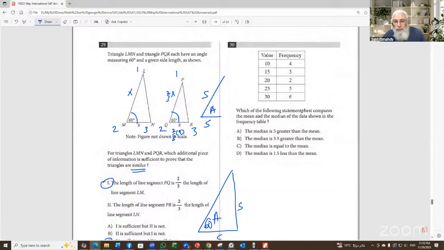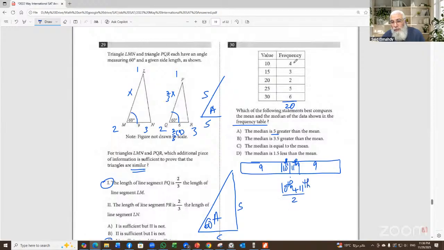Number 30, which of the following statements best compares the mean and median of the data shown in the frequency table? The median is greater than the mean, so we need to find the median. So this is frequency. We have 10 4 times, 15 3 times, 20 2 times, 25 5 times, and 30 6 times. So this means that 4 plus 3 is 7, plus 2 is 9, plus 5 is 14, plus 6 is 20. So if we have 20 numbers, we will take 9 first numbers and 9 last numbers, and the 10th and 11th we will add them and divide by 2.